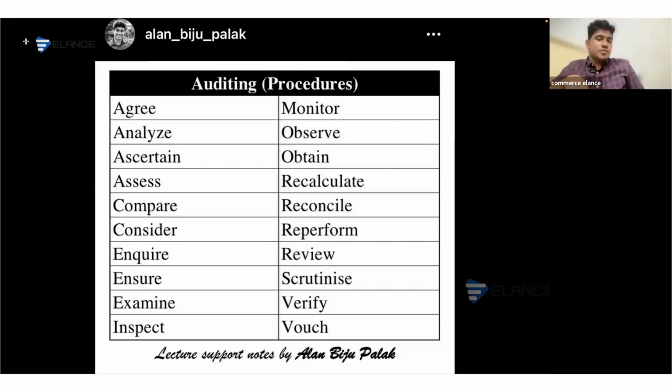So these are the set of procedures which you can use. In the next day's session, we will be going through the area of substantive procedures. While learning substantive procedures, we'll discuss more about the procedures part. For the time being, these are the set of procedures that you can use in every case.